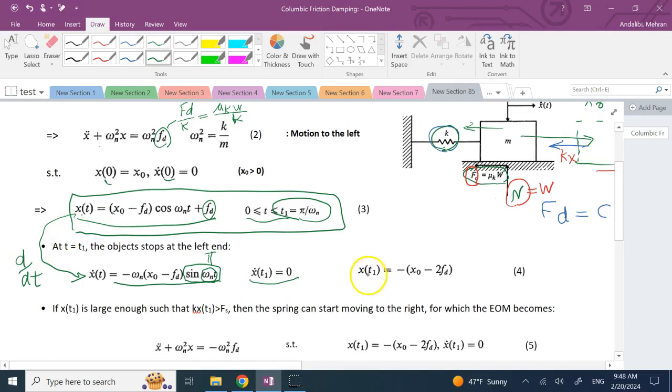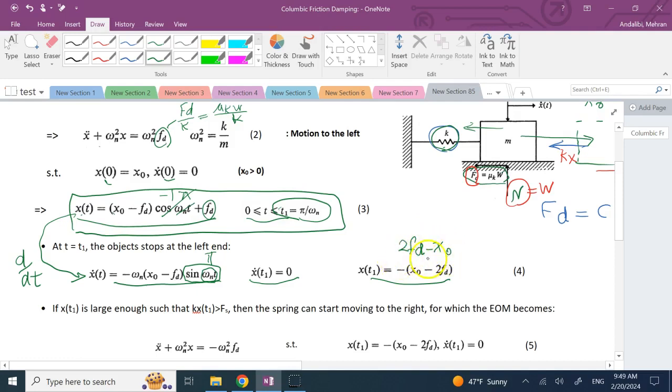And how much is x at that moment? So we plug this t1 back into x. This guy becomes cosine of omega n times pi over omega n. So this is pi. Cosine of pi is -1. So it's going to be -1 times x0 minus Fd, plus Fd, right? Which is 2Fd minus x0, or we can write it like this. That's the same as saying 2Fd minus what? x0.